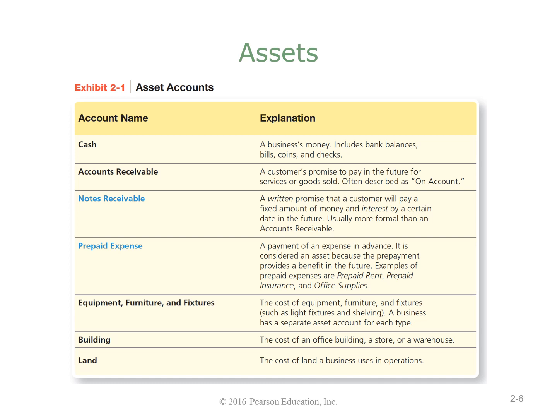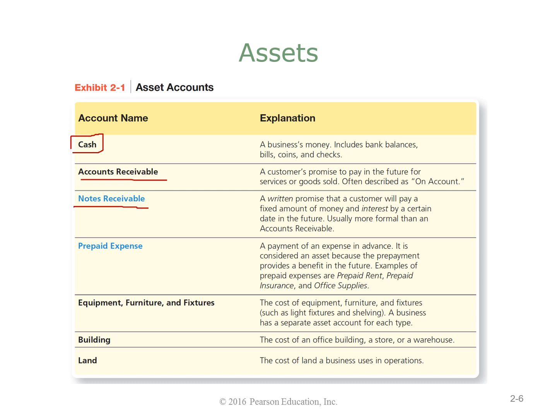For example, if we are talking about cash, we are talking about the business's money, including bank balance, bills, coins, and checks. If we are talking about accounts receivable, this is customers' promise to pay in the future for services or goods sold, often described as on account. This is whenever the company is entitled to receive a sum of cash from its customers on a short-term basis.